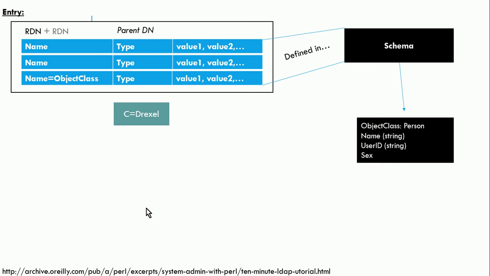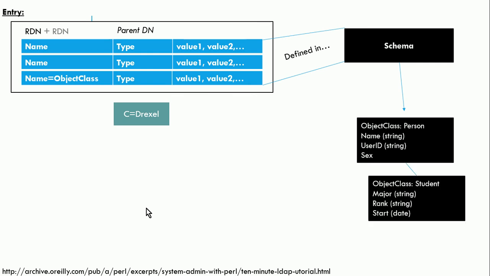In a schema, you define not specific objects, but what types of things you can use to describe an object. You can't just make up whatever you want in an entry. It has to be certain types of facts. For example, if it's a person that you're describing, the schema will tell you that you can give their name, their user ID, and their sex. And if that specific person is a type of student, and you can see the hierarchical structure here, a student may also have a major, a rank, and a start date. So that's a certain kind of person, a student. You can have other types of people. You can also have faculty as a type of person.